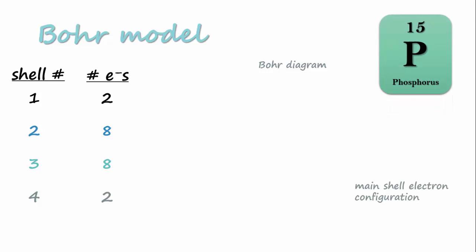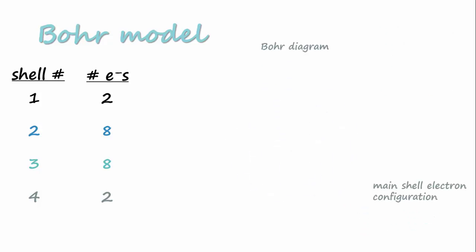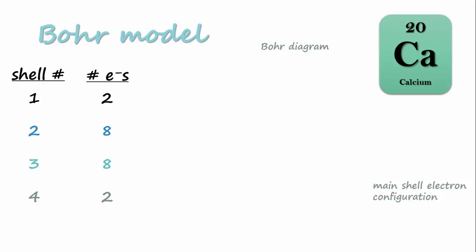Next, we have phosphorus, which has 15 electrons. So we'll need 3 energy levels. The first 2 electrons will be in shell 1, the next 8 in shell 2, and the last 5 in shell 3. So this gives the electron configuration as 2.8.5.